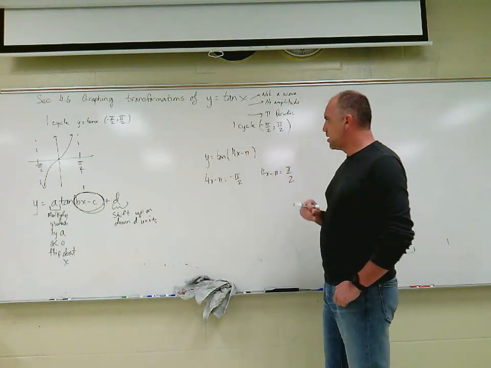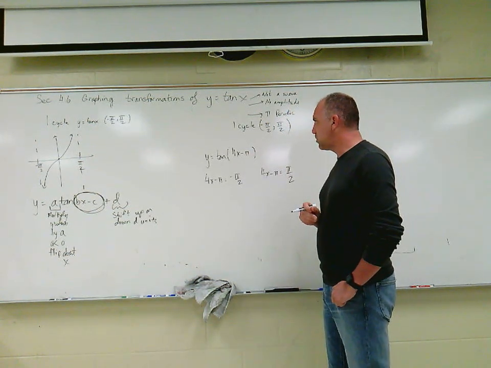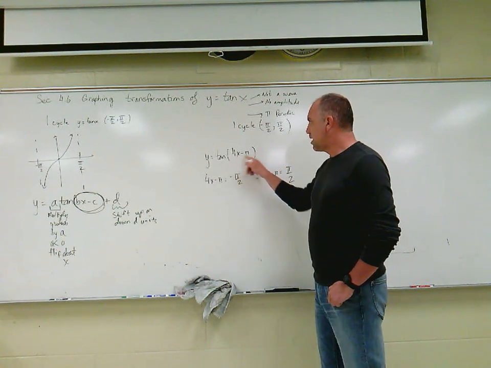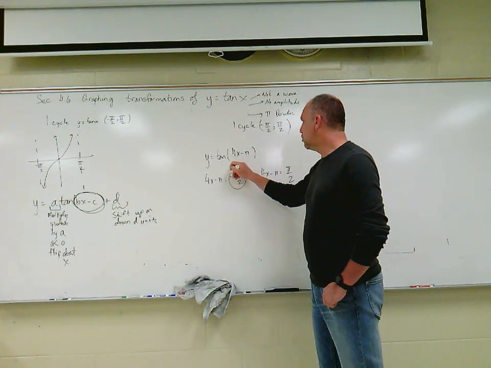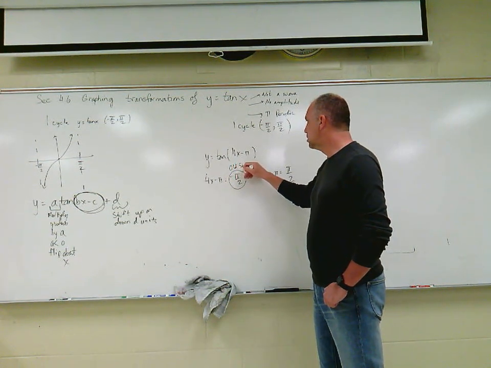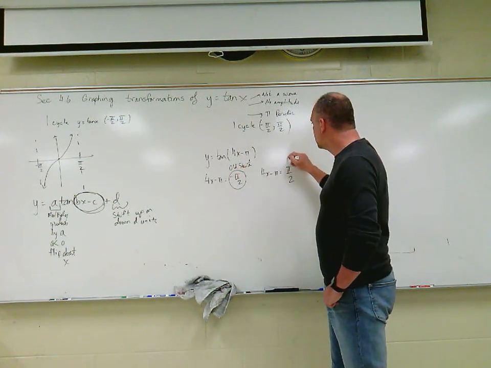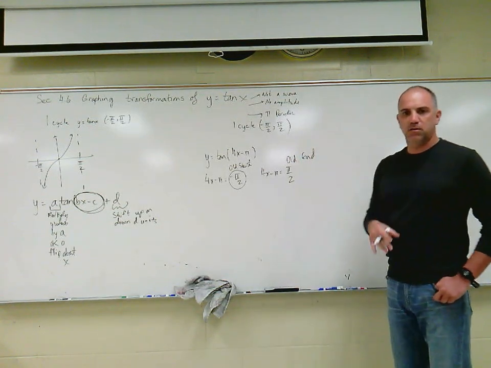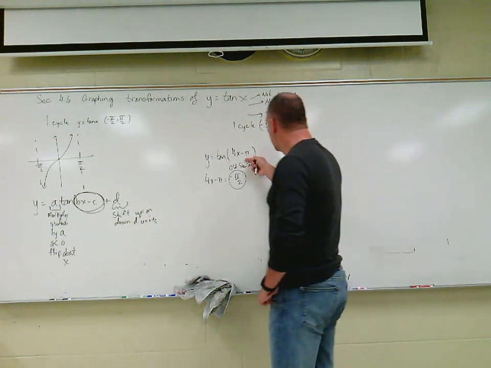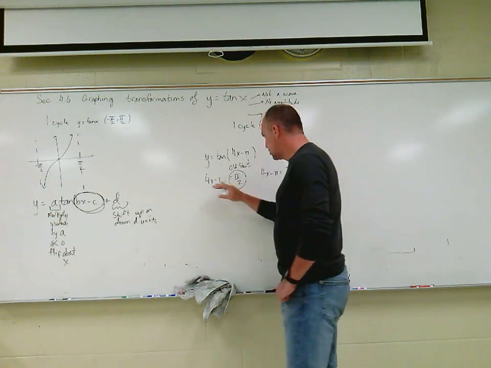So if I wanted to be able to graph tangent of 4x minus pi, I've got to be able to handle that. And again, this is the old start, and this is the old end. Okay, same ideas that we use for sine and cosine. All right, and so I'll solve.